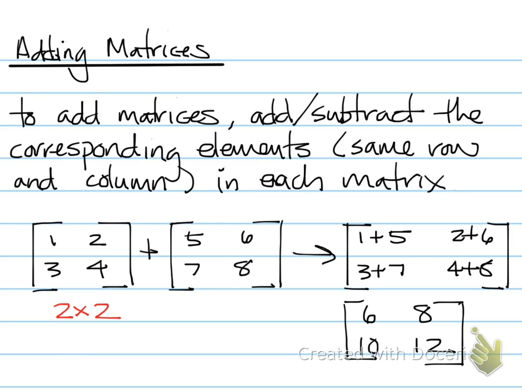Notice that the first matrix was a 2 by 2, the second was a 2 by 2, and the dimensions have to be the same in order to add or subtract matrices. And the result will also be the same dimensions. The result will also be a 2 by 2 matrix.